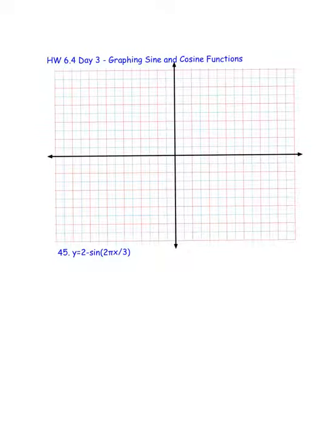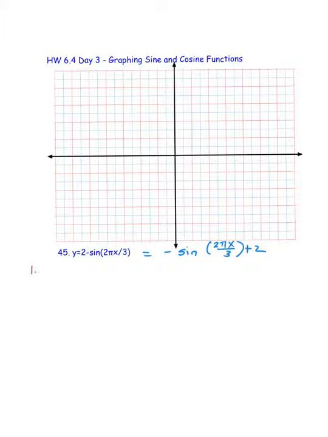This is the solution to problem number 45 from homework 6.4 day 3. We're asked to graph the sine function y equals 2 minus sine of 2 pi x divided by 3. I'm going to rewrite this in the form that we more typically see: negative sine of 2 pi x over 3, plus 2. And now let's go through the analysis like we did in class.